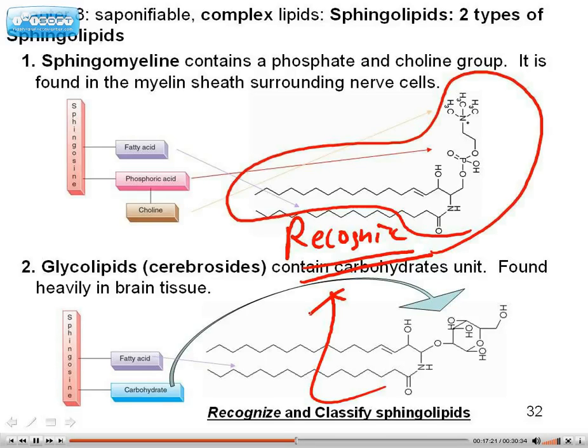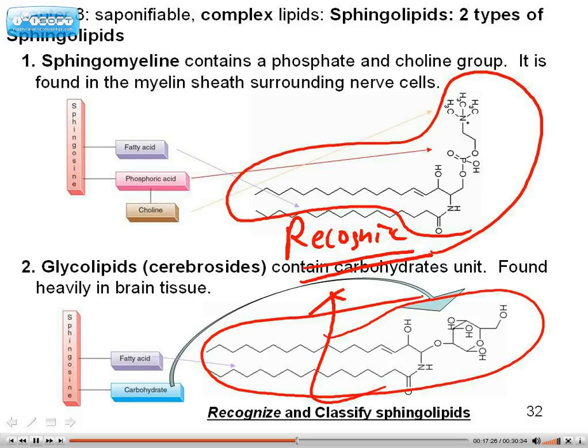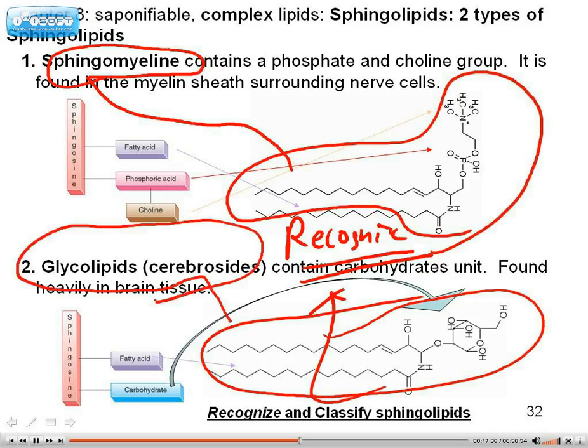So again, recognize. You need to recognize these structures. Immediately be able to classify it. We have two main classifications of sphingolipids. We have glycolipids and we have sphingomyelins.